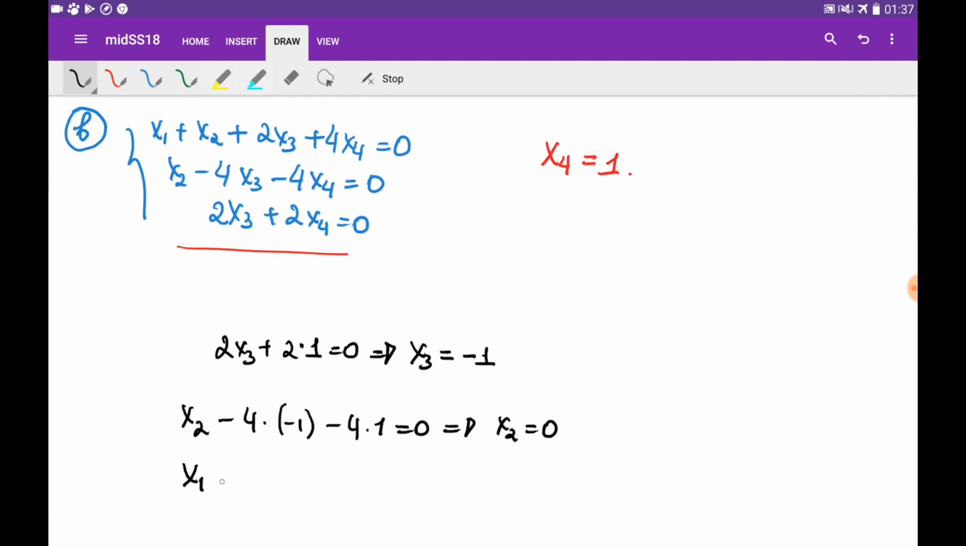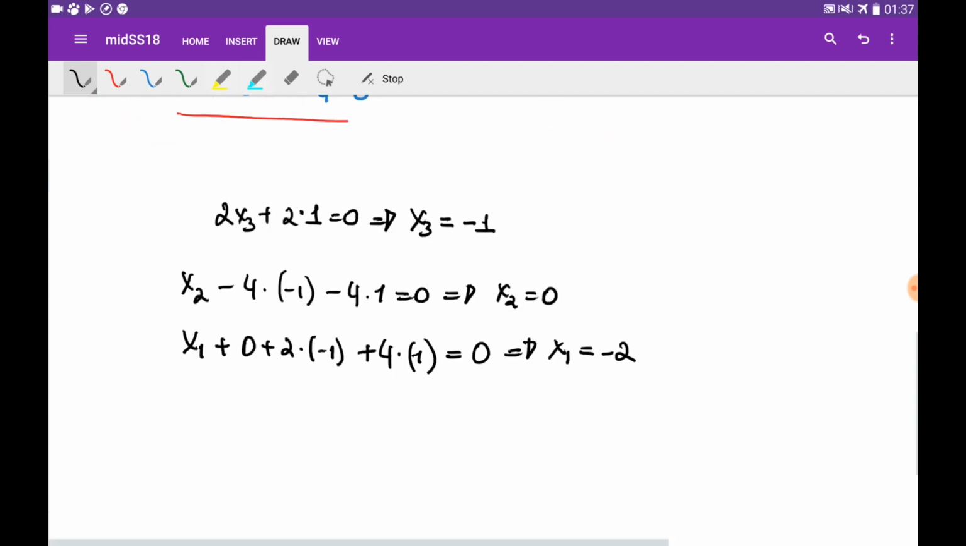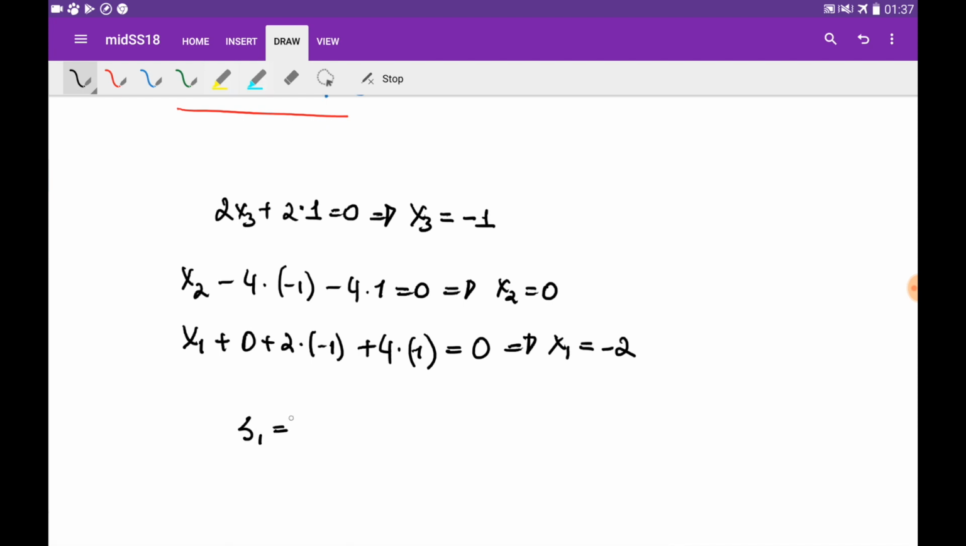It's going to be x1 plus 0 plus 2 multiplied by minus 1 plus 4 multiplied by 1. It is going to be equal to 0, and from here we obtain that x1 is equal to minus 2. So the special solution for the system is going to be the vector with the components minus 2, 0, minus 1, and 1. And the null space of this matrix A is all possible linear combinations of this vector.